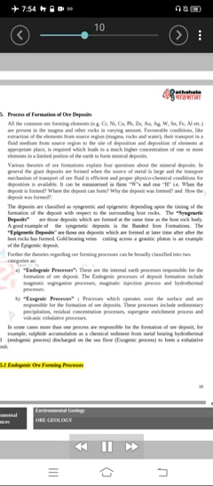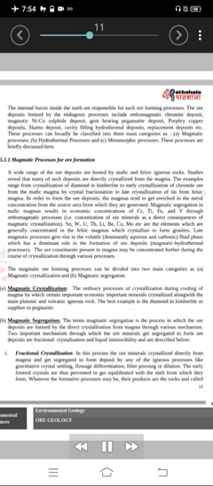5.1 Endogenic ore-forming processes. The internal forces inside the earth are responsible for such ore-forming processes. The ore deposits formed by the endogenic processes include orthomagmatic chromite deposits, magmatic Ni-Cu sulfide deposits, gem-bearing pegmatite deposits, porphyry copper deposits, skarn deposits, cavity-filling hydrothermal deposits, replacement deposits, etc.